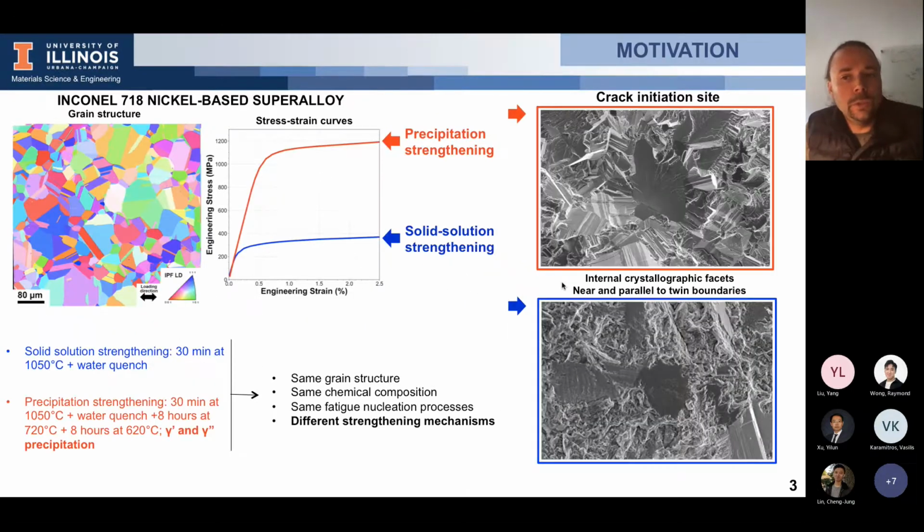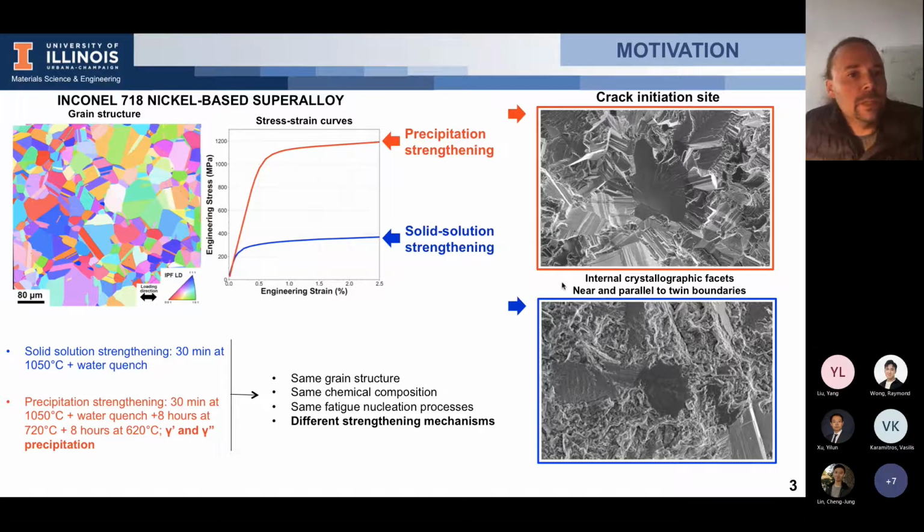I want to show you two examples here using Inconel 718 nickel-based superalloy. This kind of material is used for high temperature applications, but here I am only detailing room temperature fatigue properties. You can see the microstructure of this alloy on the left, where you see the different crystallographic grains. This kind of alloy displays a lot of twins.